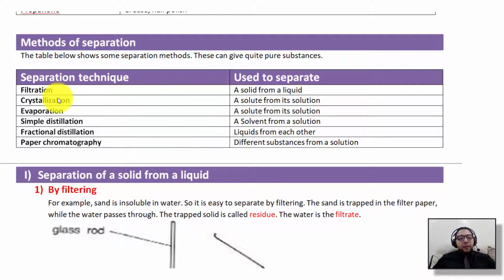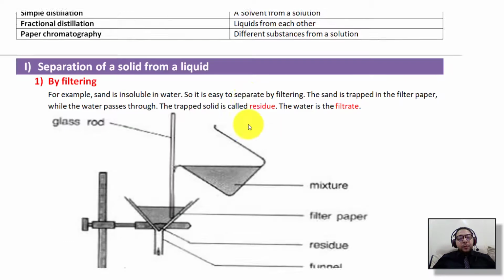So we have taken crystallization, we have taken evaporation. So crystallization, we separate soluble salt from a solution. Also evaporation, we separate soluble salt from a solution.